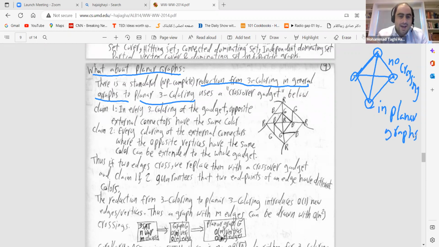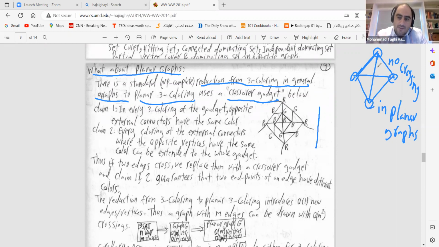Good. And the main idea is this one. It is called a crossover gadget. So what's the problem with a non-planar graph? The issue is that, as I mentioned here, there might be some crossing. However, there is this crossover gadget, which is a very useful one. So this is the crossover gadget. What are the properties of this crossover gadget?